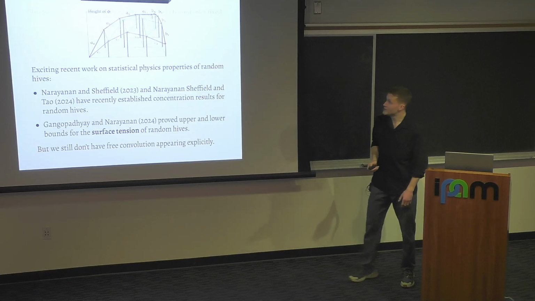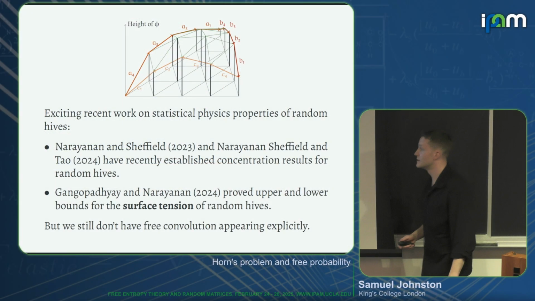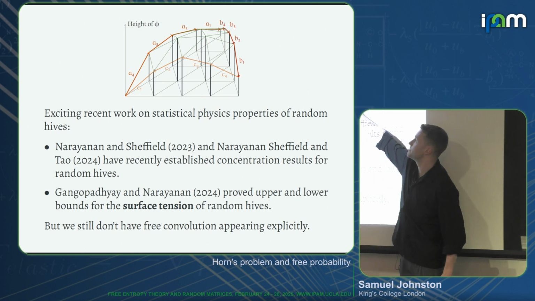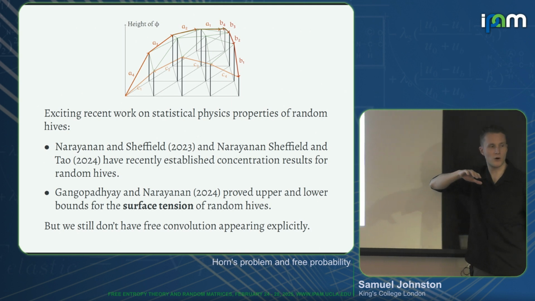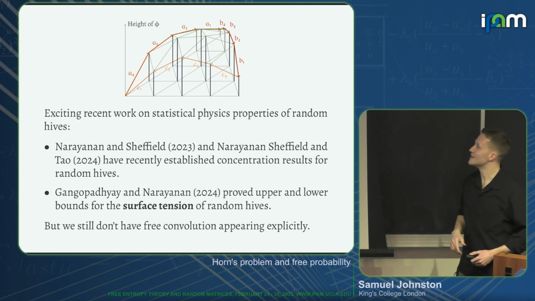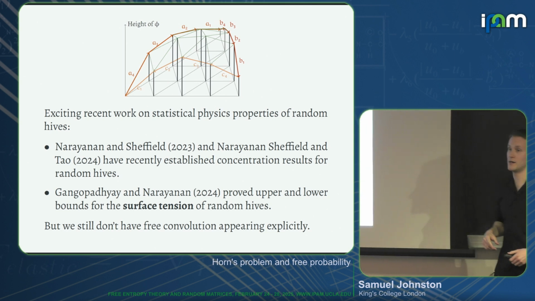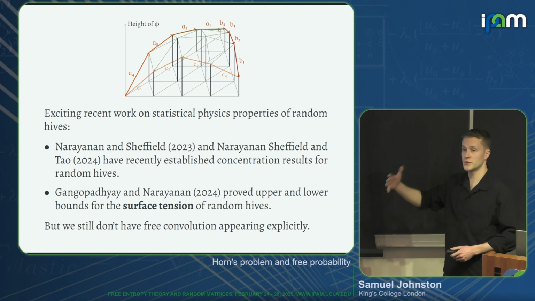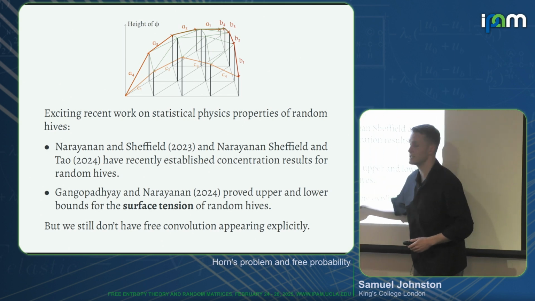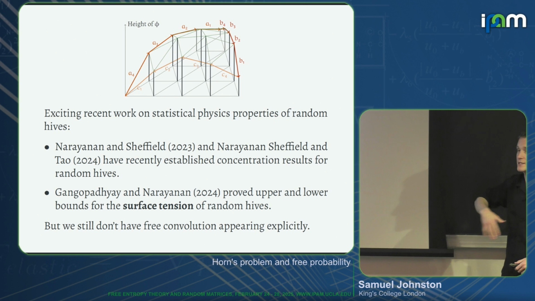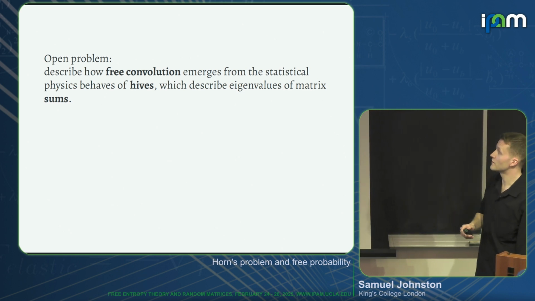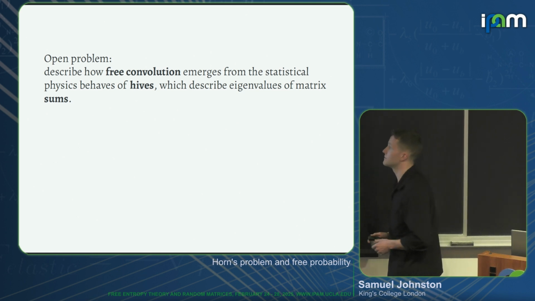There's been some really exciting recent work by Narayanan, Sheffield and Tao, who have recently established concentration results. Namely, broadly speaking, it's been shown that the hive does concentrate, tell me if I'm getting this wrong, around a sort of perfect shape. In the GUE case, yes, okay. So we know if the A_i's, B_i's, and C_i's have the same distribution as GUE eigenvalues, then it does concentrate around a perfect shape that minimizes some sort of surface tension integral. But we don't know what that surface tension is. And we don't yet have free convolution emerging explicitly from a statistical physics study of these random hives. So it's a really interesting open problem to describe how free convolution emerges from the statistical physics behavior of hives, which describe the eigenvalues of matrix sums.